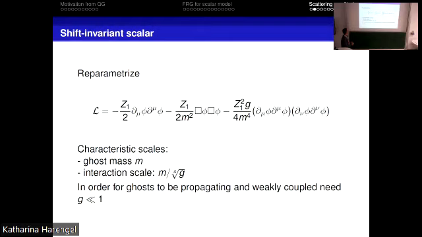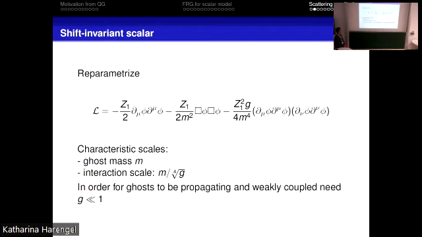And what I previously called G, I will write now in this way. The previous G had dimension of inverse mass to the 4. The new G here is dimensionless, and the mass appears down here. This is just to emphasize that this theory has two mass scales. One is m squared, which is the mass of the ghost. If you consider only these two terms and you look at the propagator, you will see that it propagates a massless scalar and a massive ghost. And the mass of the ghost is m.